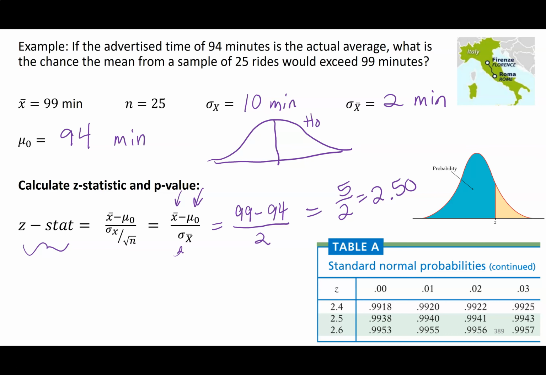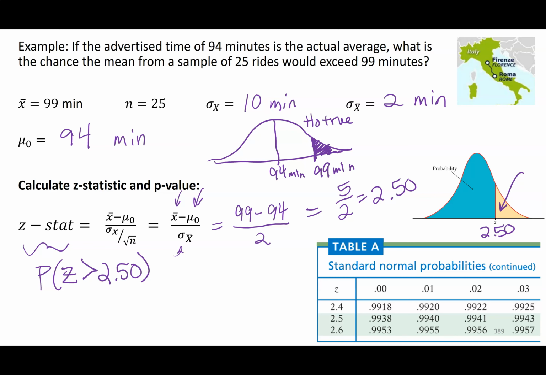If the null is true, the mean is 94 minutes. What we actually saw was 99 minutes. Right? And we wanted to see if it was higher than that. So this is the area I want. I'm looking for an upper tail. So we want the probability that z is higher than 2.5. So 2.5 here. I want this yellow area. That's what I'm getting at.